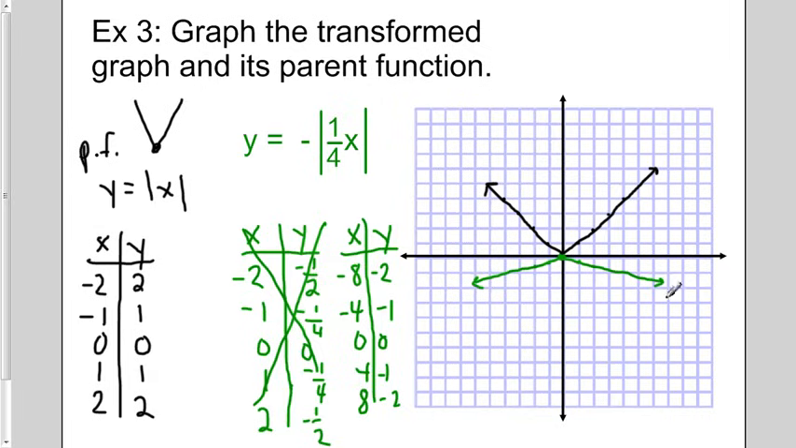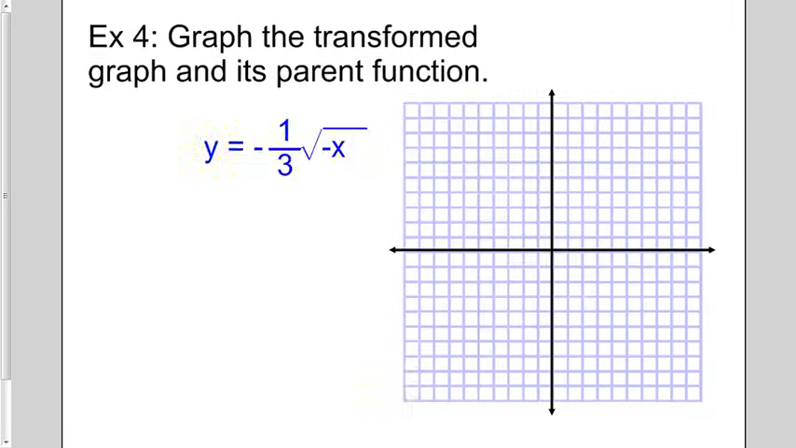So you'd get the same graph. It's the exact same graph. You're just dealing with more whole numbers. But the moral is, if you have a value inside, then you take the x values and you multiply by the reciprocal. So instead of -2, we multiply that by 4 and we get -8. Okay? And then the y values were affected by this negative sign. Those all became the opposite.